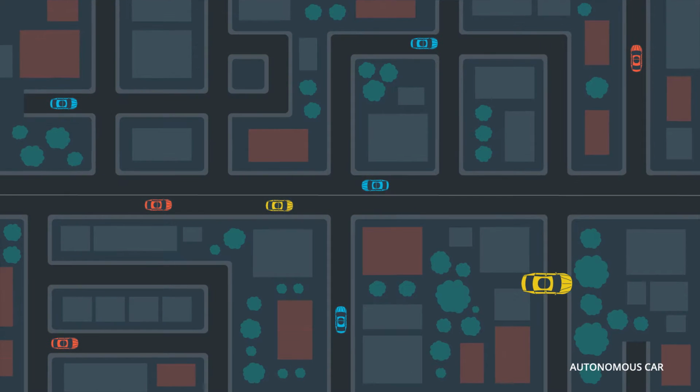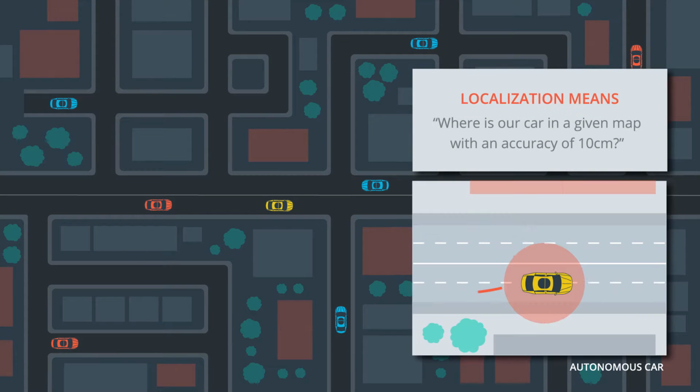Now, generally speaking, localization answers the question, where is our car in a given map with a high accuracy. And high accuracy means between 3 and 10 centimeters.